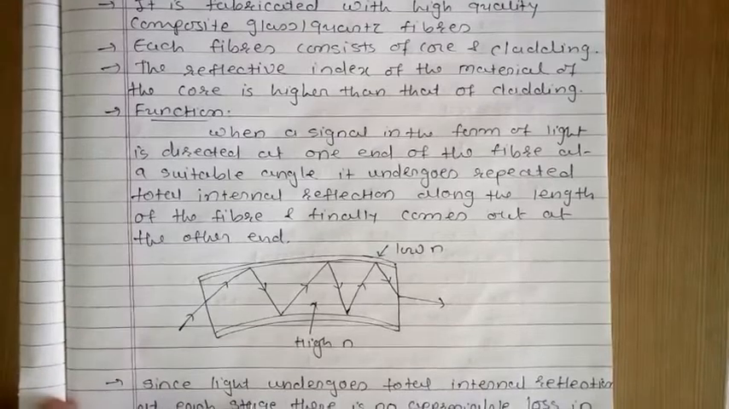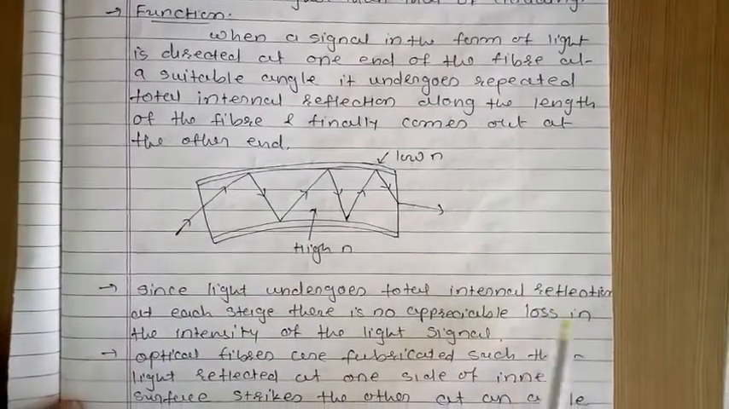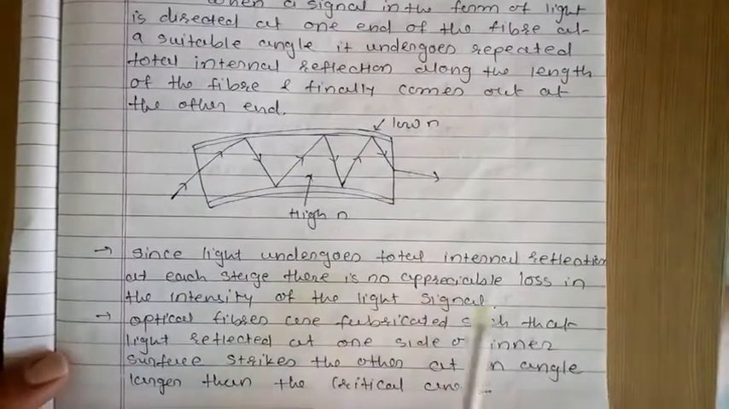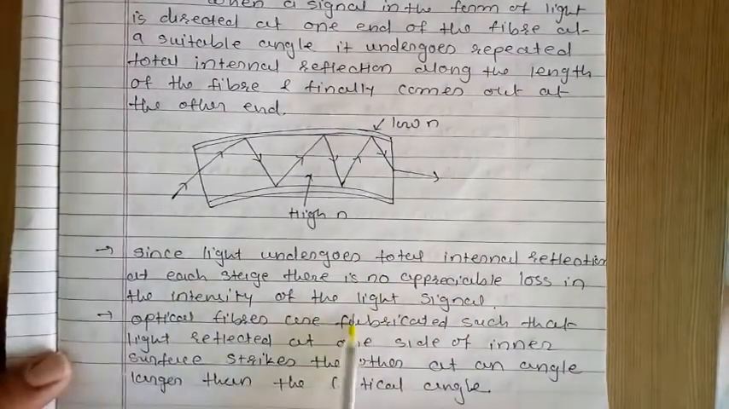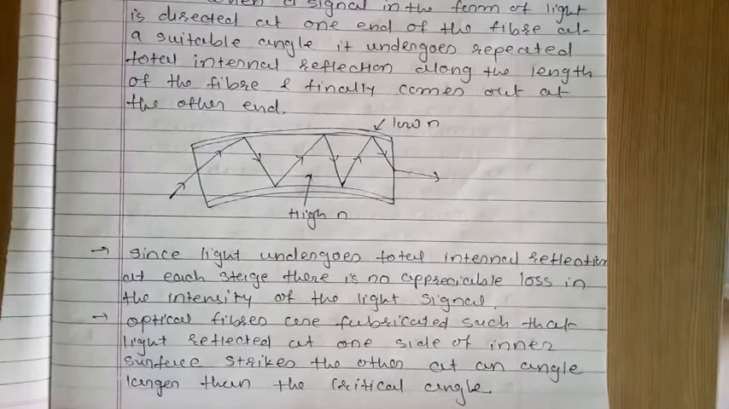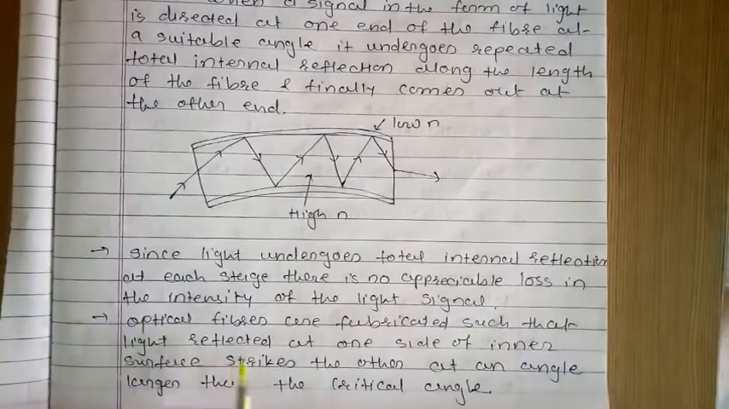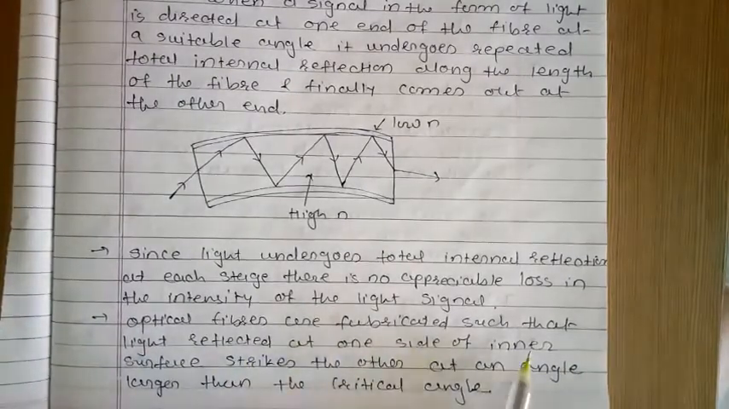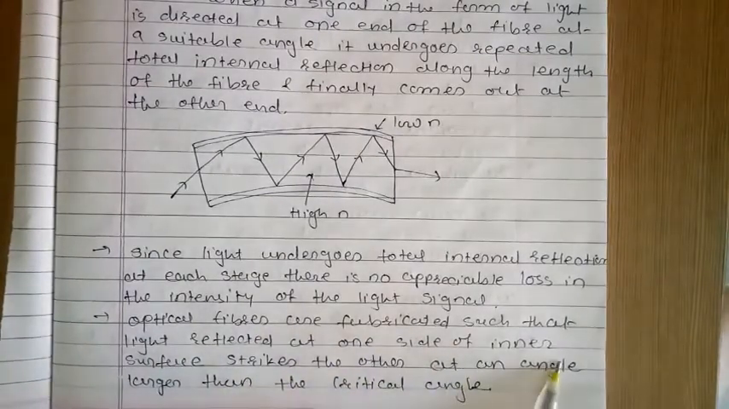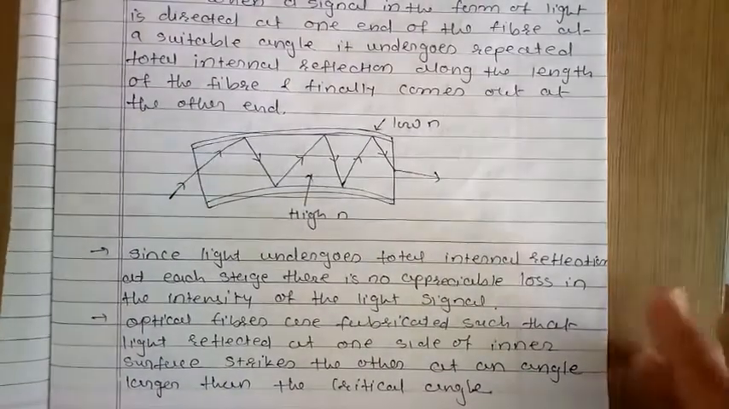Now, since the light undergoes total internal reflection at each stage, there is no appreciable loss in intensity of the light signal. So here there will be no loss of intensity. Optical fibers are fabricated such that light reflected at one side of the inner surface strikes the other at an angle larger than the critical angle. So here total internal reflection occurs.